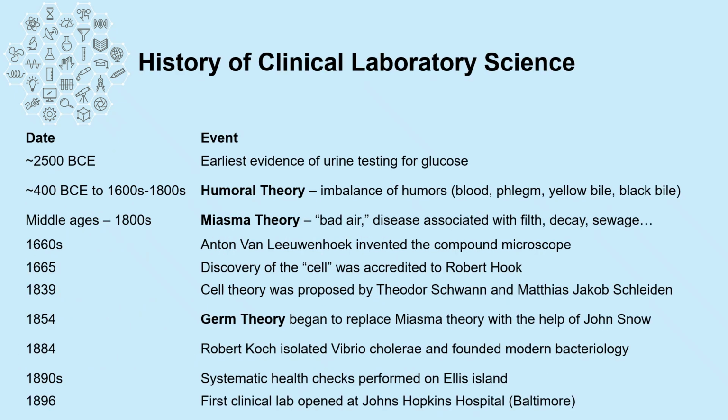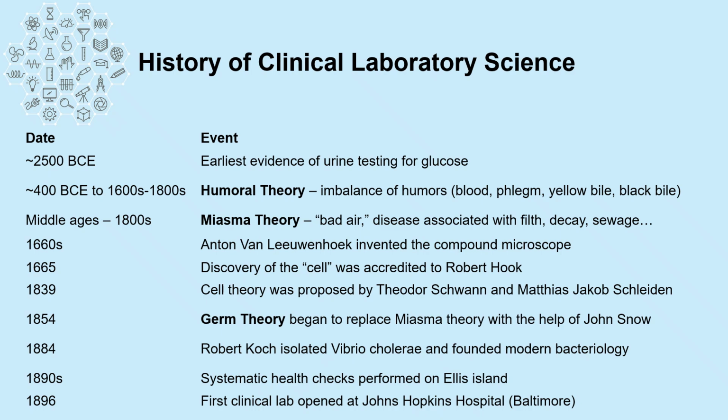One of the first things I'd like to discuss in this unit is the history of clinical laboratory science and some of the milestones and achievements that allowed us to practice clinical medicine today. Beginning at around 2500 BCE, we have some of the earliest evidence of laboratory testing, where Egyptian physicians would pour urine on the ground and observe how attracted ants were to that urine. They didn't know why at the time, but it's likely due to the presence of glucose.